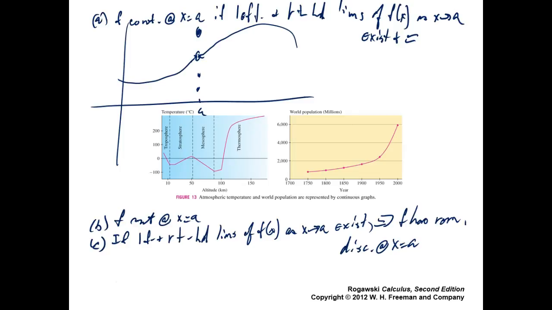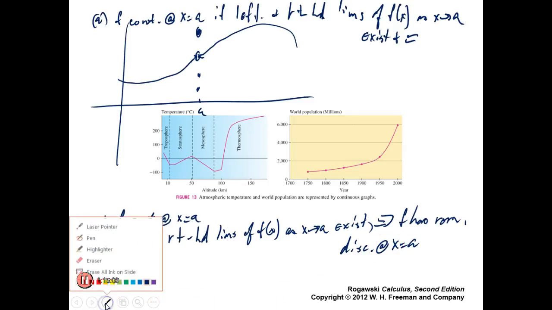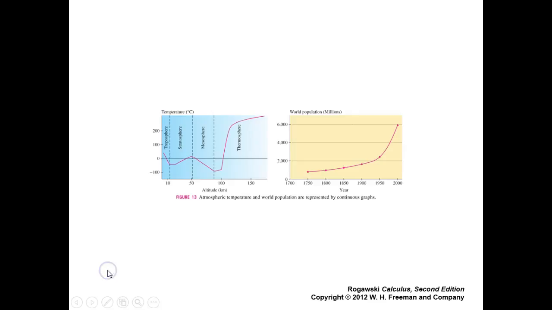Okay. Now, D. I think I'm going to have to go to a clean page because I can't write any more at the bottom there. The D one. If f and g are continuous at x equal a, then f plus g is continuous at x equal a.